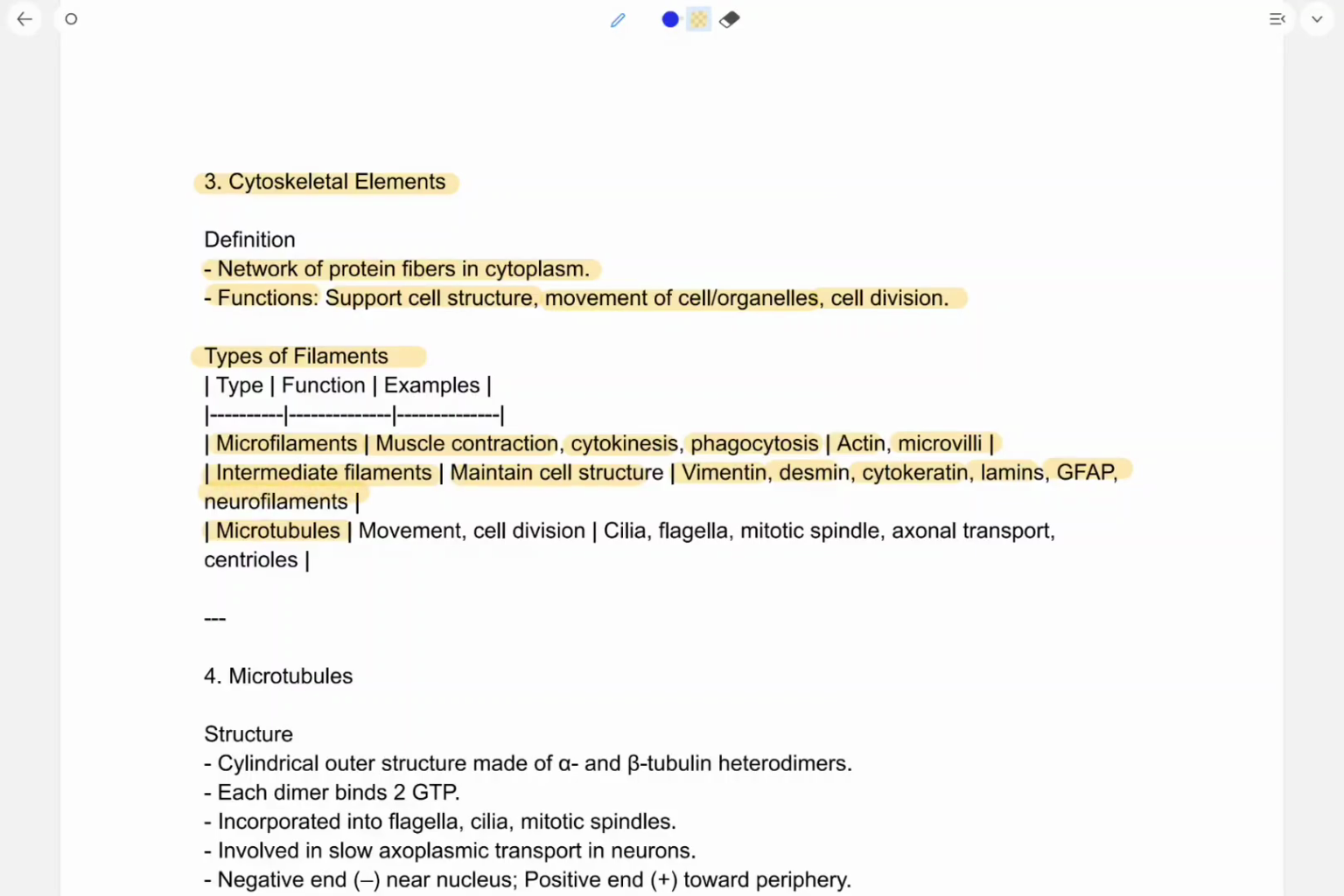Microtubules function in movement and cell division. Examples are cilia, flagella, mitotic spindle, axonal transport, and centrioles.